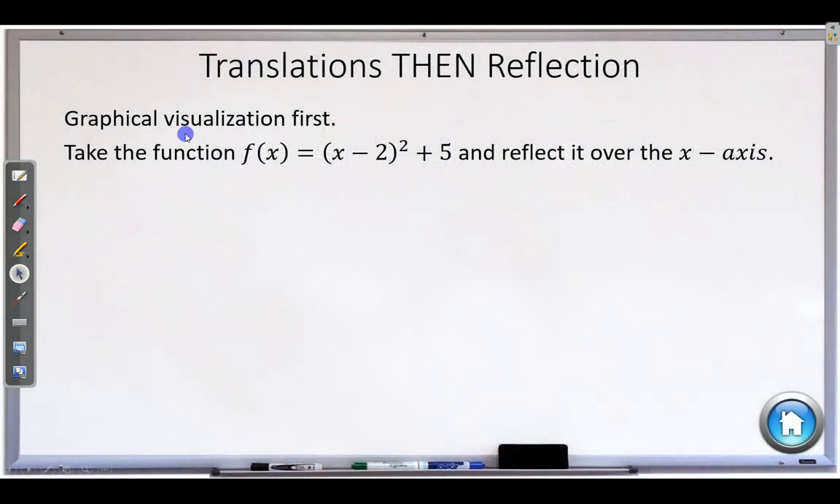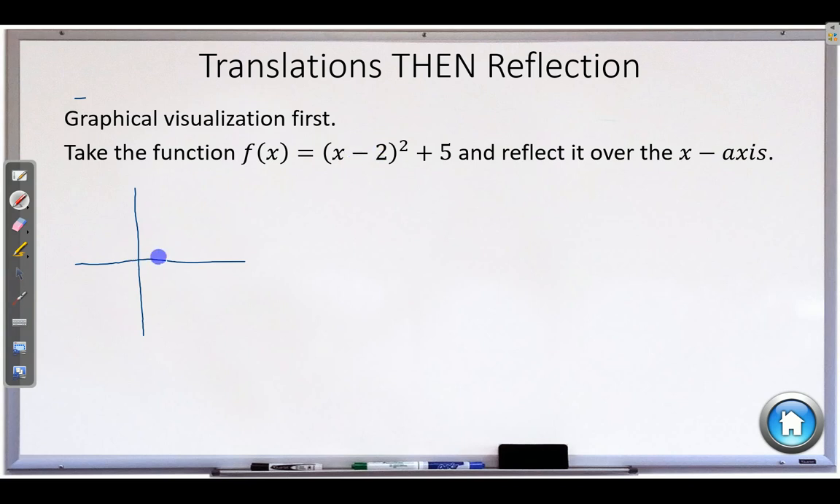So we're going to do this visually first, and then we're going to do it algebraically, because we want to make sure we understand them in both ways. So we're going to take this function, x minus 2 squared plus 5, and then reflect it over the x-axis. Now, I'm hoping we can make a pretty good sketch of this, so we're just going to do this old-fashioned way here. So here is where my parabola is going to be.